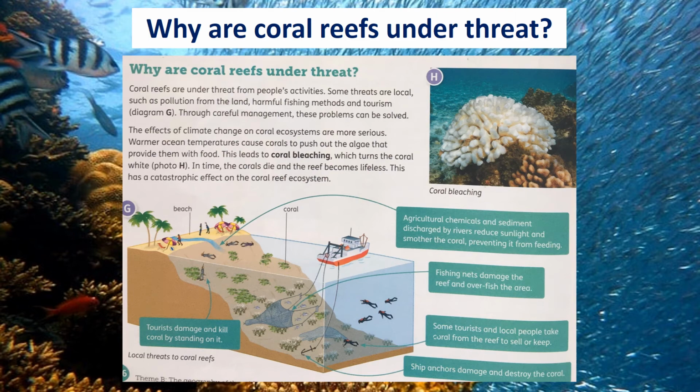And because of that, they become sort of stressed and they reject the algae that's living on them. The algae give the coral its colour, and when the coral ejects the algae and the symbiotic relationship is damaged, it leads to the coral becoming white, and that's what's known as coral bleaching. If that happens for long enough, sometimes those corals can't recover and they die and the reef dies and it's obviously permanently damaged.